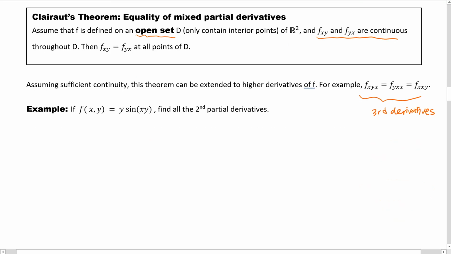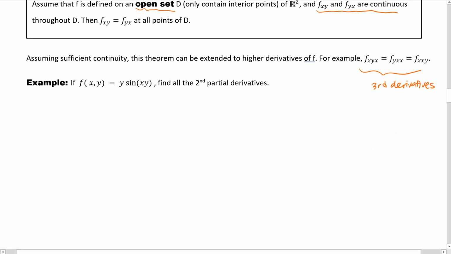All right. Let's do an example. If f(x, y) equals y sin(xy), find all the second partial derivatives. So what is the domain? Well, y is a linear function, so it is continuous. The domain is everywhere. And sine is a trig function. The domain is also everywhere. So the domain is R2, right? R2 is open. So you kind of expect that for this example, the mixed second partial derivatives will be the same.